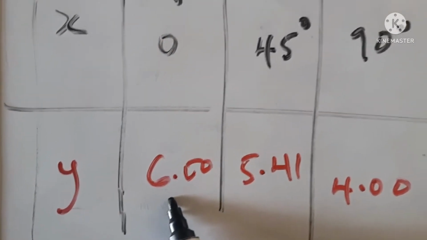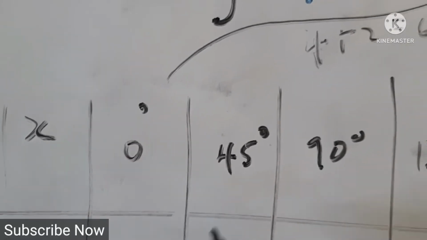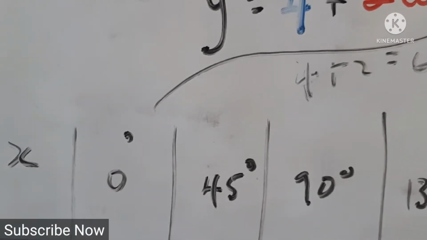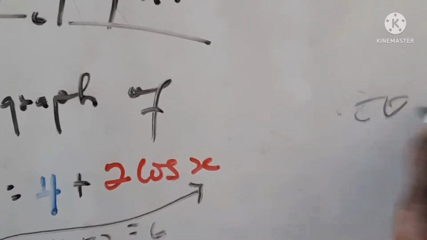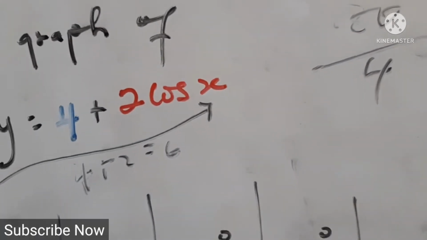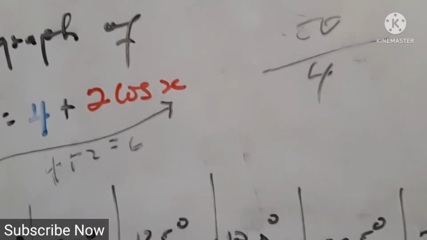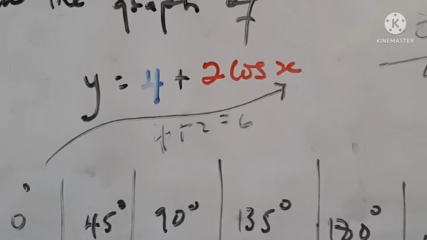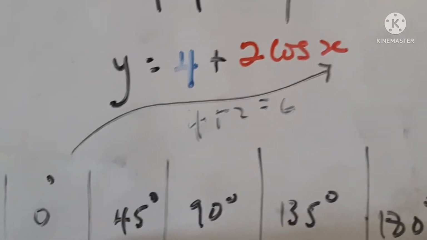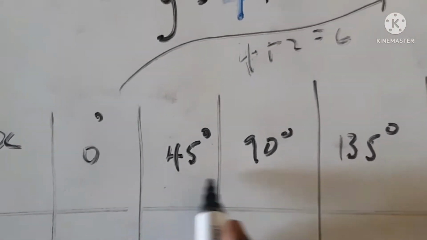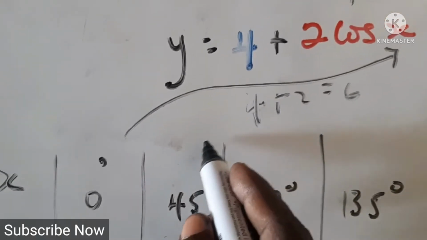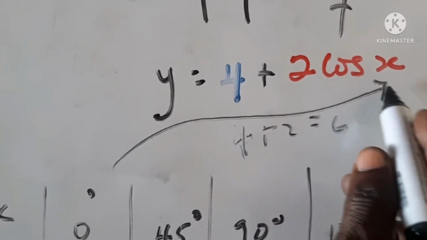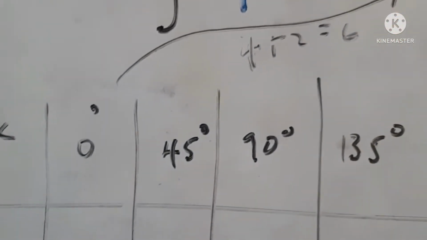Alright, so if you have 45, remember we were told that the interval should be pi on 4. Pi on 4 means 180 divided by 4, which gives us 45 degrees. So from 0 to 45, and then the next one will be 90 degrees. The same thing: you pick this 45, plug that into this machine, solve that nicely, and then write your answer.